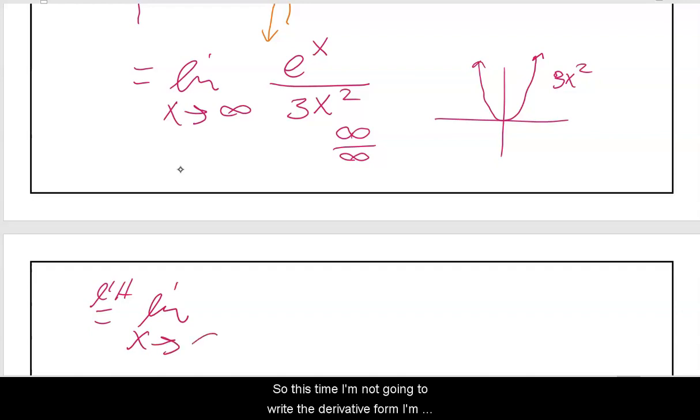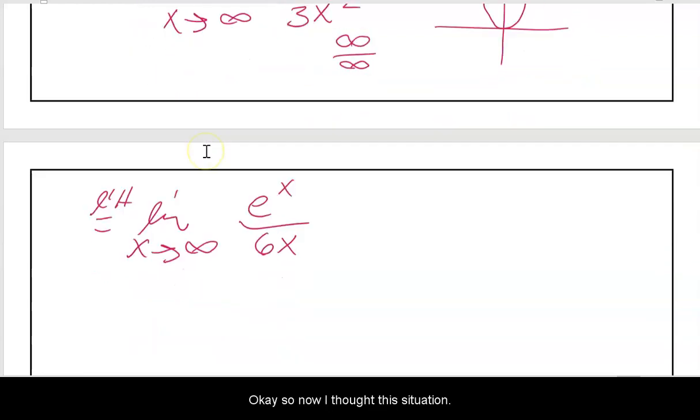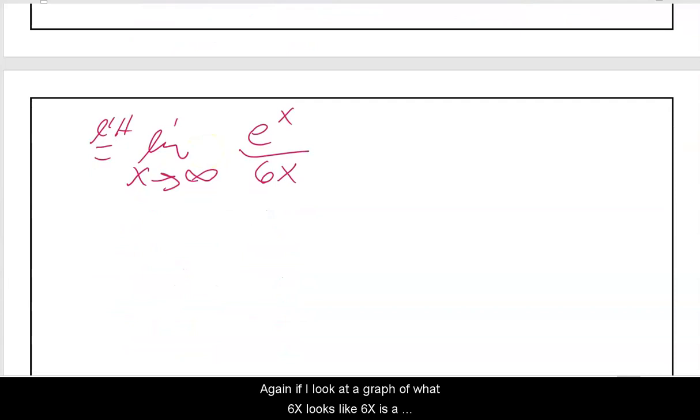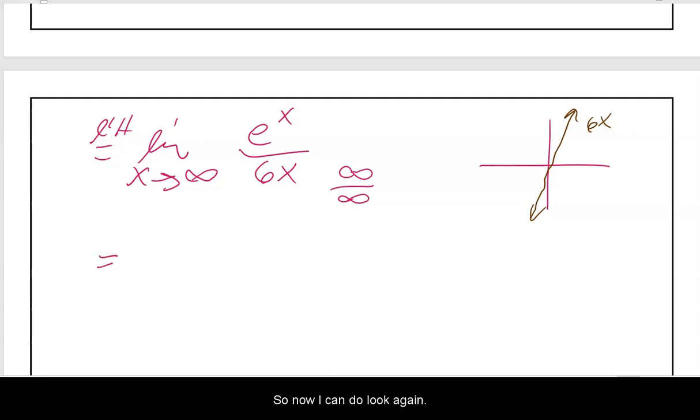So this time I'm not going to write the derivative form. I'm just going to take it. The derivative of e to the x is e to the x, but the derivative of 3x squared is 6x. Okay, so now I've got this situation. Again, if I look at a graph of what 6x looks like, that's not a great line, but it's a really steep upwardly sloped line. As x goes to the right, the y value goes up forever. In other words, I again have infinity over infinity. So yep, I can do L'Hopital's rule yet again. So now I can do L'Hopital again.